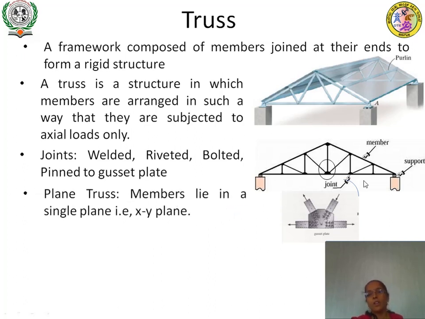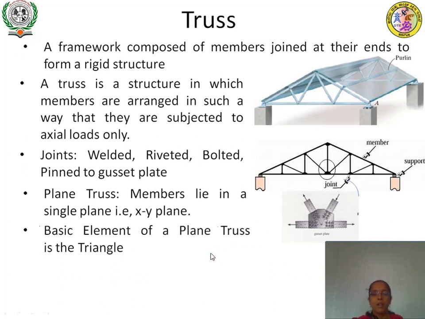In your syllabus we have the plane truss. What do we mean by a plane truss? All the members lie in a single plane, that means they lie in the xy plane. If this becomes a three-dimensional structure and you idealize only this part, it becomes a two-dimensional structure, hence it is called a plane truss. A truss lying in a single plane is called a plane truss.